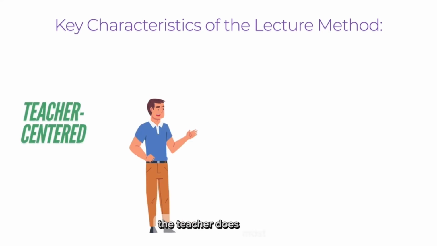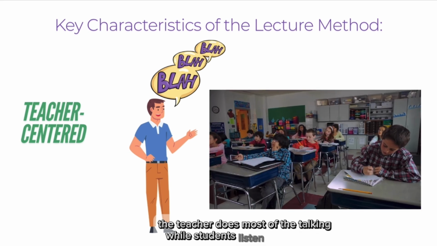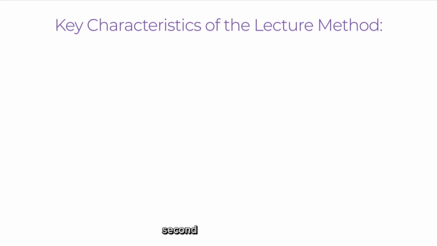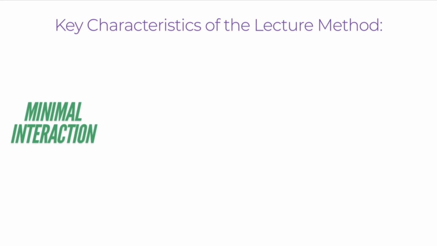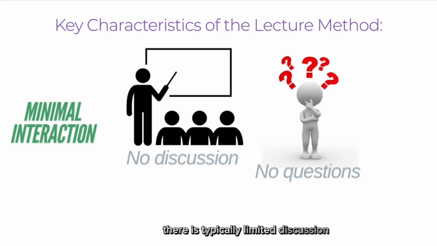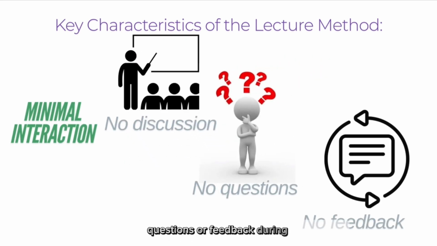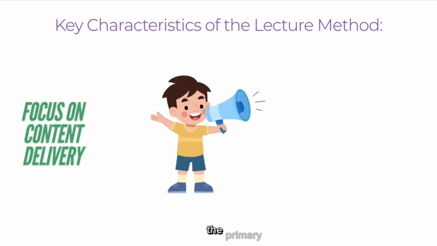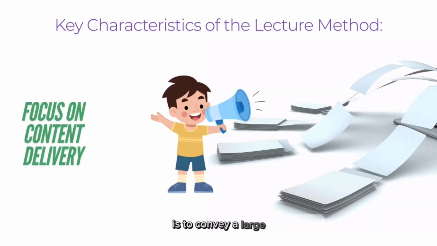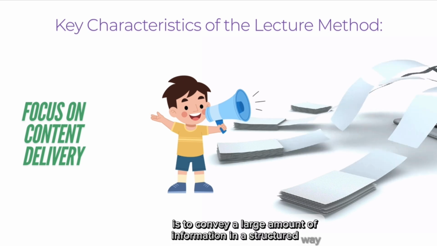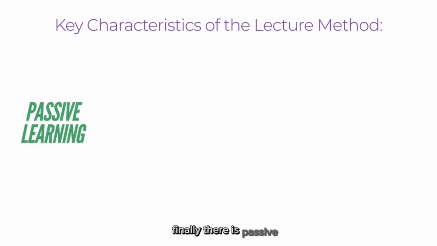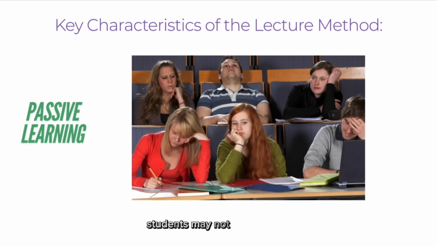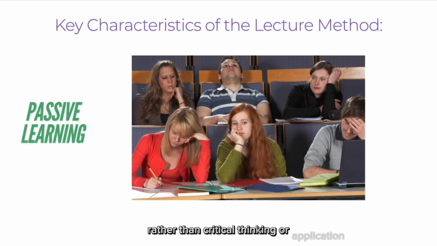The key characteristics of the lecture method are that, first, it is teacher-centered. The teacher does most of the talking while students listen and observe. Second, there is minimal interaction. There is typically limited discussion, questions, or feedback during the session. Third, it focuses on content delivery. The primary goal is to convey a large amount of information in a structured way. Finally, there is passive learning.